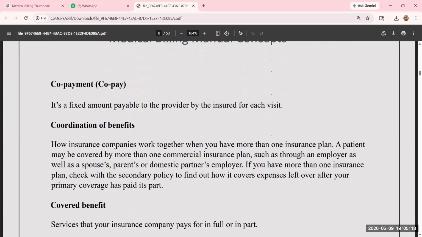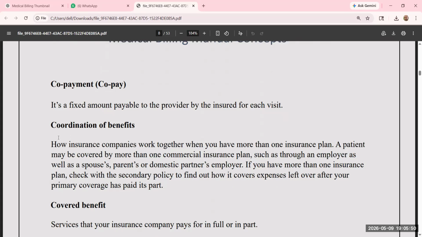Now the next term is co-payment or co-pay. It's a fixed amount payable to the provider by the insured for each visit. Co-insurance is like a secondary insurance, whereas a co-payment is a fixed amount that must be paid whenever the patient visits the doctor. So it is a fixed amount payable to the provider by the insured, who has taken the insurance, the subscriber, for each visit.